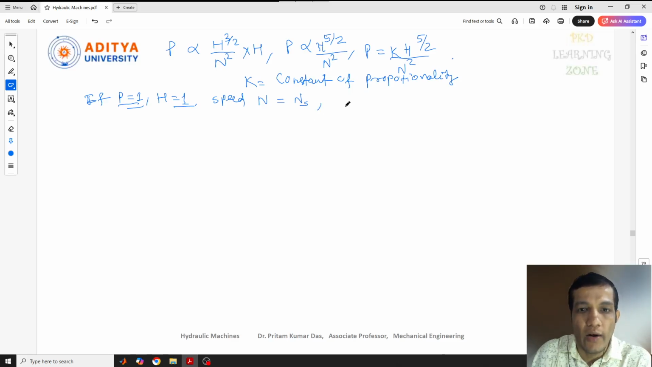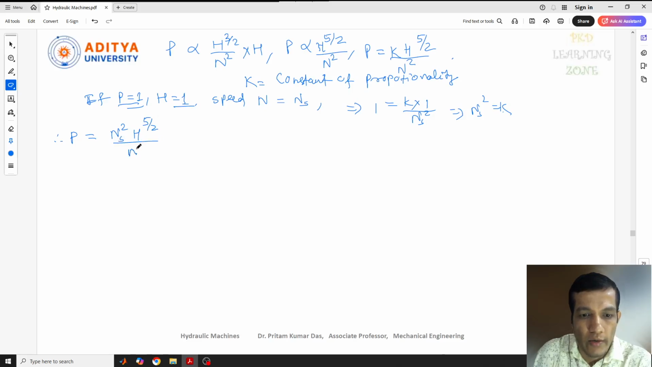So just put this value in this equation, then what will we get? In place of P, what I told you, 1. Then K is there as usual, and here what is the value of H? 1. And this is ns square. So what I'll get here, ns square equal to K. So now again I can write, just put the value of K in this equation. So finally I'll get P equal to ns square H to the power 5 by 2 divided by n square.